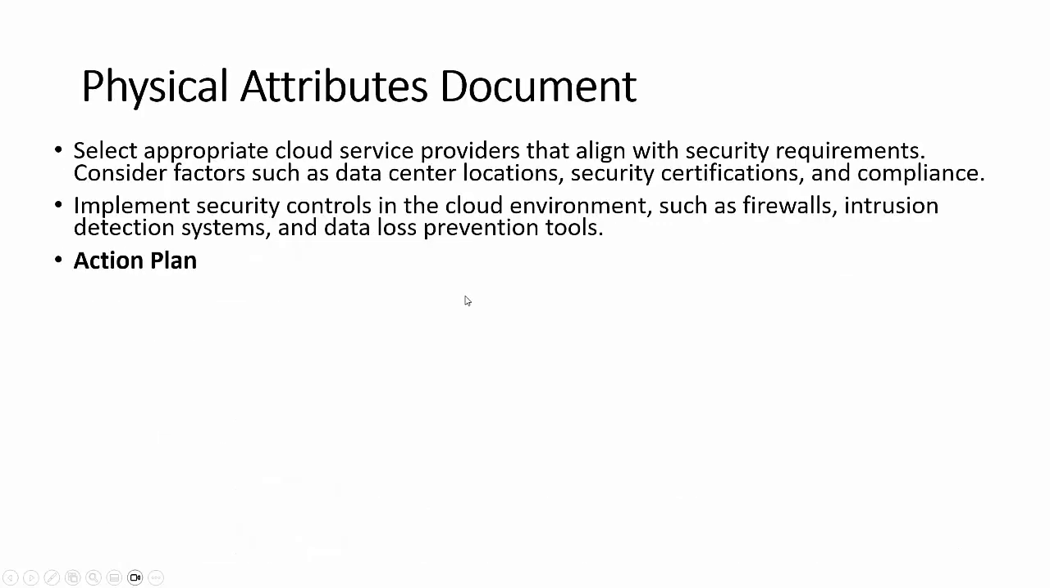Then we talk about the physical attribute. Physical attribute basically means selecting the appropriate cloud service provider. So I know what is needed. I want Azure, I want encryption. So I will look for the cloud provider who can meet my requirement. Okay, according to network security, I need a firewall. So in this phase, we finalize the firewall. So the action plan is the cloud service provider.